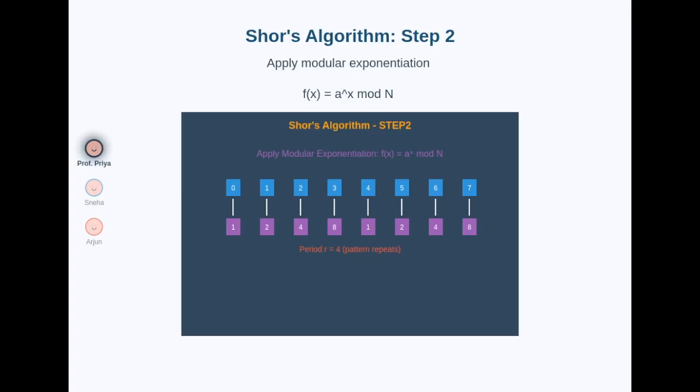Exactly right, Arjun. Step 2. We apply modular exponentiation, computing a to the power of x modulo n for all x values simultaneously. This creates a periodic function that's key to finding factors.